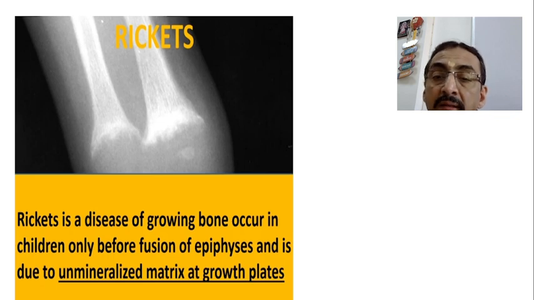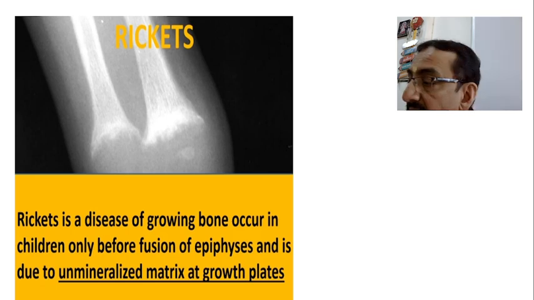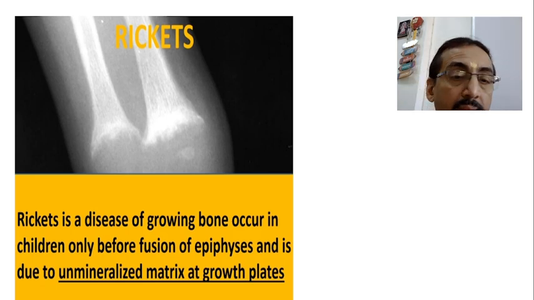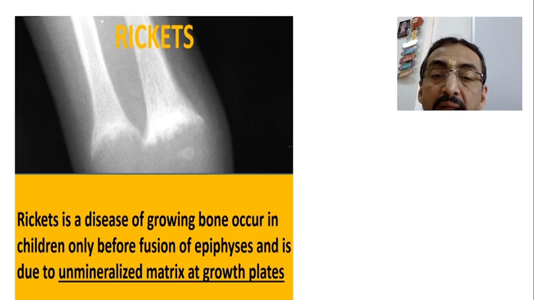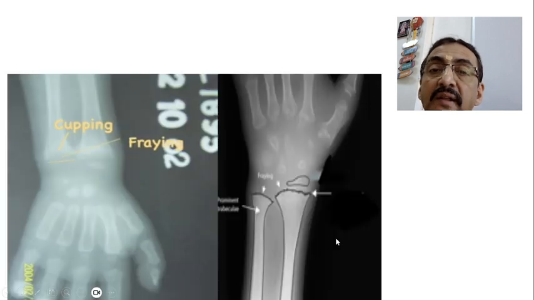See, this is the first finding. Rickets is a disease of growing bone occurring in children only, before the fusion of the epiphysis, and is due to unmineralized matrix at the growth plate. You can see the rachitic finding here. That particular metaphyseal area should be sharp, but it is now totally blunt, and all the findings like fraying, splaying, cupping, everything will be there. And we can witness that.